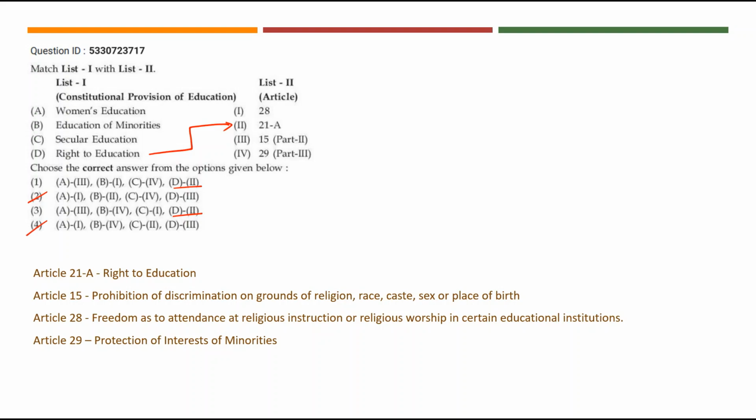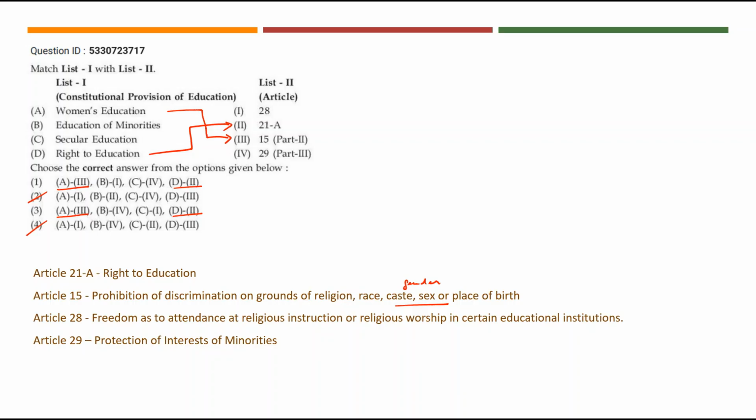What is Article 15? Prohibition of discrimination on grounds of religion, race, caste, sex or place of birth. So this is talking about gender also. So here, taking gender into consideration, we can map it to women's education. A will be mapping to Article 15. A3 is available in both the options again.